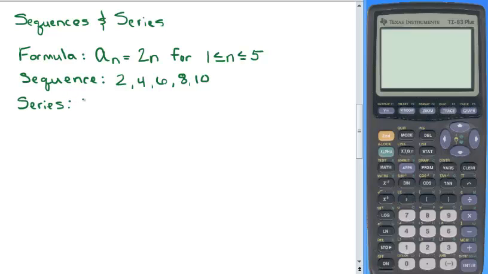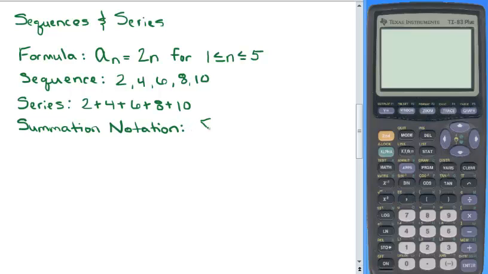A series takes the exact same numbers, but now represents that sequence as a sum of those values. So 2 plus 4 plus 6 plus 8 plus 10. Sometimes series can get really long, so instead of writing out the whole list of all of the values, we have an abbreviated form called summation notation. I'm going to preview that here.